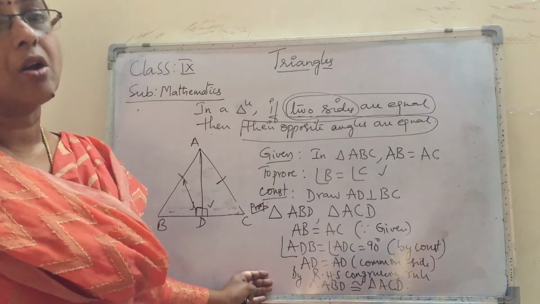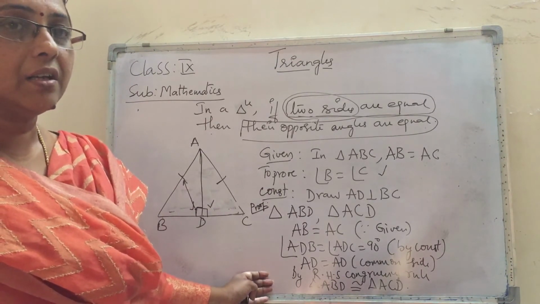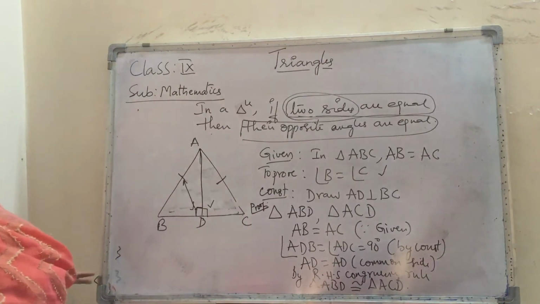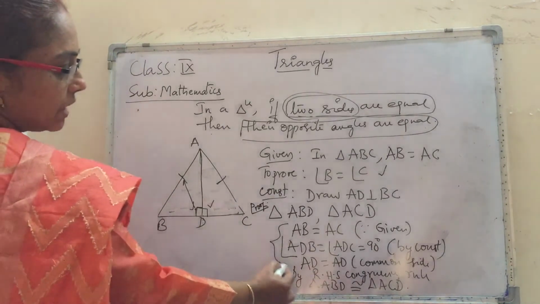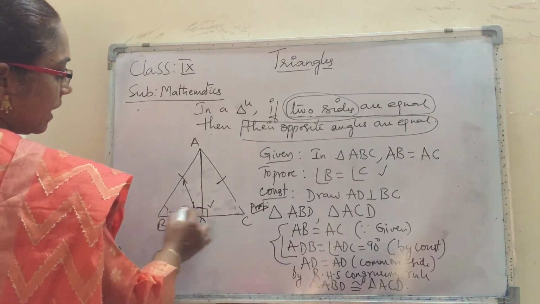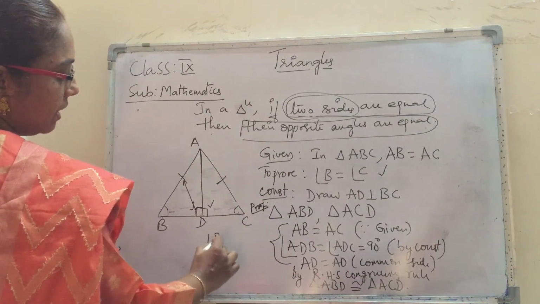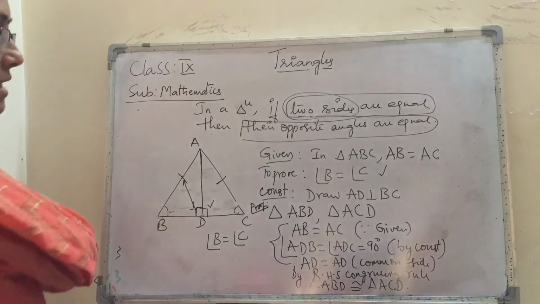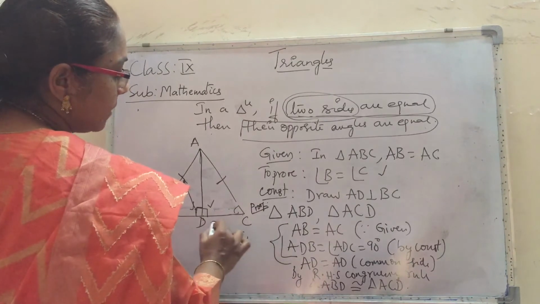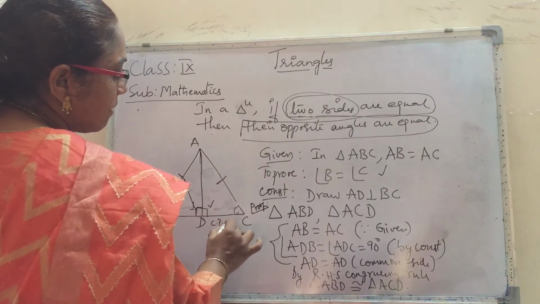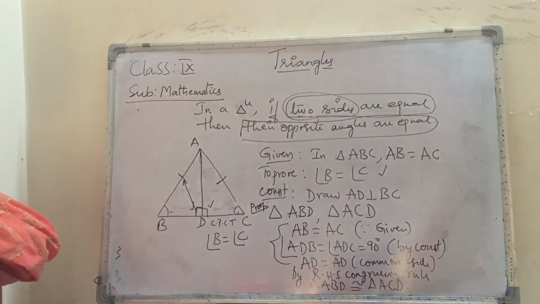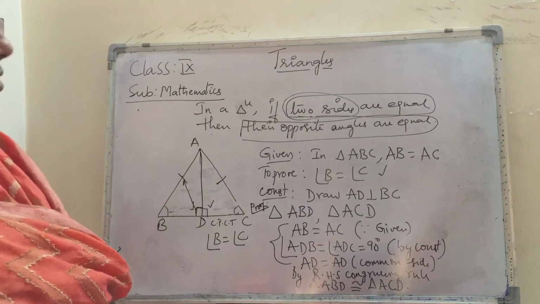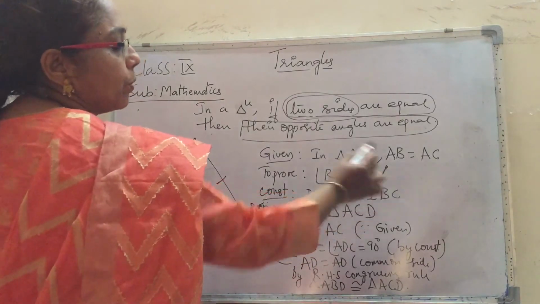By the congruency rule, these two triangles are congruent. If two triangles are congruent, then corresponding parts are equal. What are the remaining corresponding parts that are equal other than these three? Angle B and angle C are corresponding parts. So, angle B is equal to angle C by CPCT. Corresponding parts of congruent triangles are congruent. By CPCT, angle B equals angle C. So, that is what was required to prove.